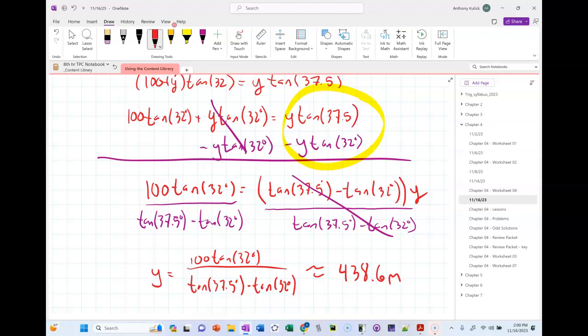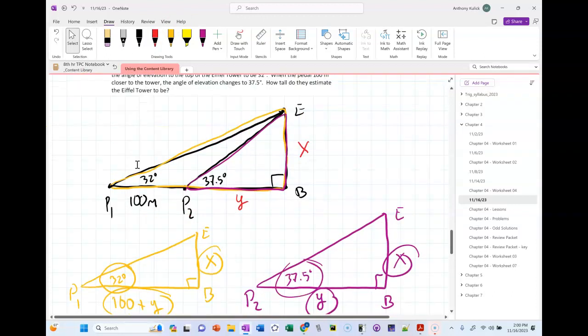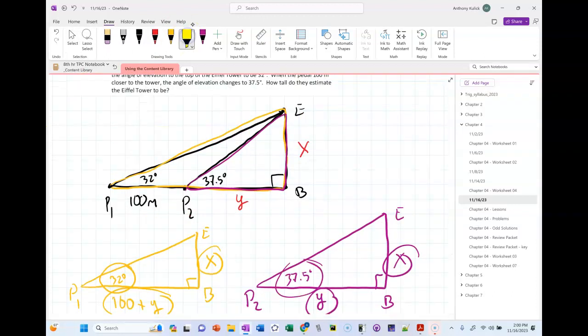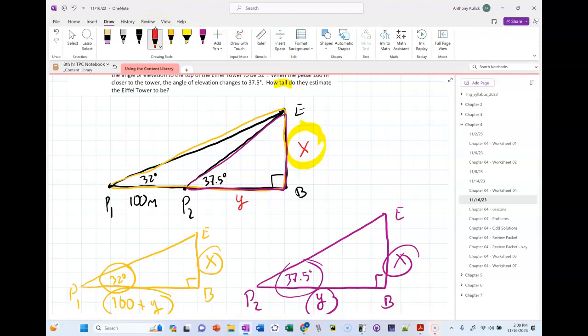Well, there's two variables in this, right? There's x and y. We really only wanted one of them. Which one did we want? Let's go back and look at the picture. Oh no, we wanted the height of the Eiffel Tower. I want x. I found y. How do I get x?